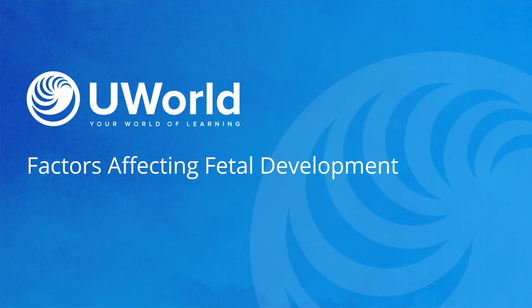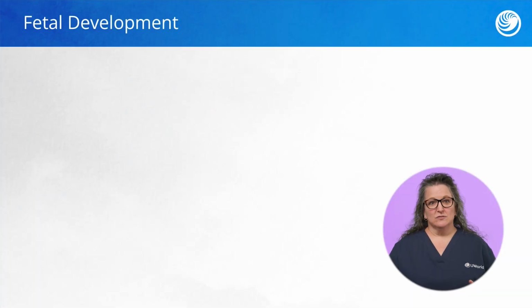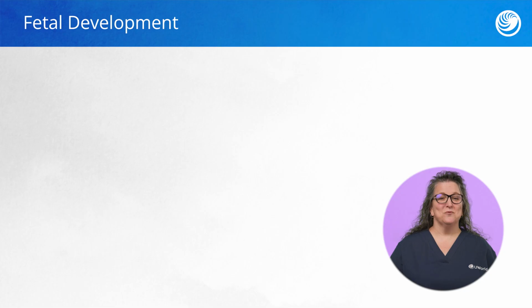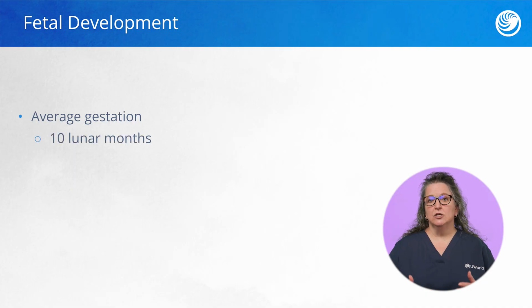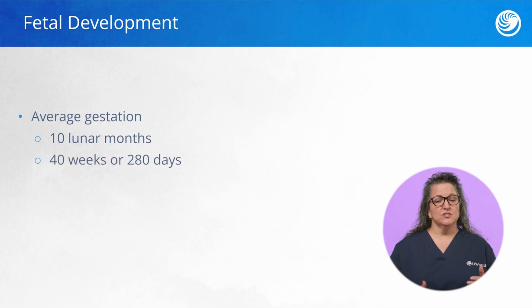This topic is factors affecting fetal development. Let's first talk about some of the things we expect to see with fetal development. Average gestation from time of fertilization is 10 lunar months. The term lunar month refers to a 4-week segment, 28 days. Notice this parallels the 28 days of an average menstrual cycle. It adds up to 40 weeks or 280 days.